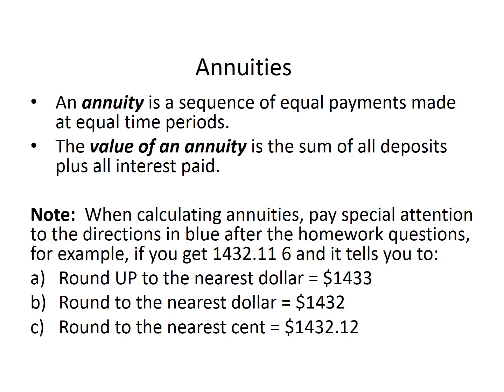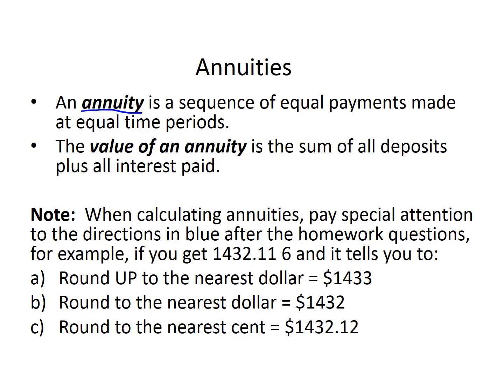So far, when we dealt with formulas 3 and 4 on the formula sheet, it was only a one-time investment or one-time borrowing of a certain amount. Whereas the term annuity is a sequence of equal payments made at equal time periods. The value of an annuity is the sum of all the deposits plus the interest paid.